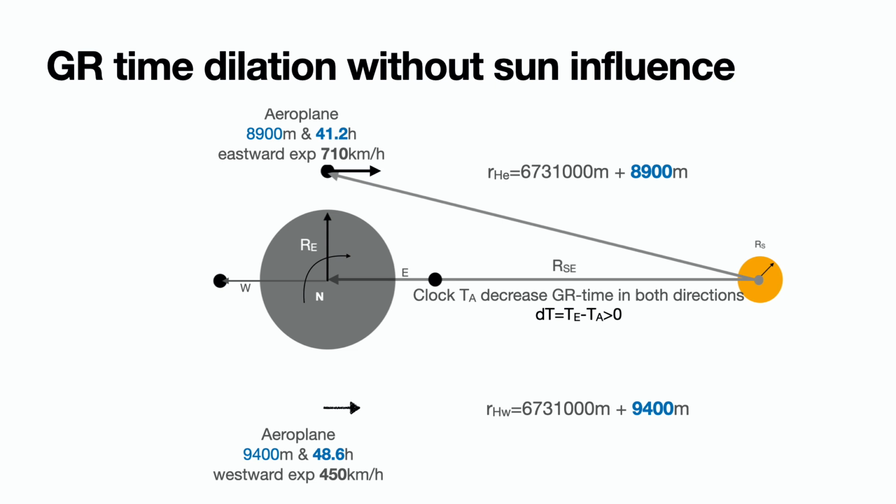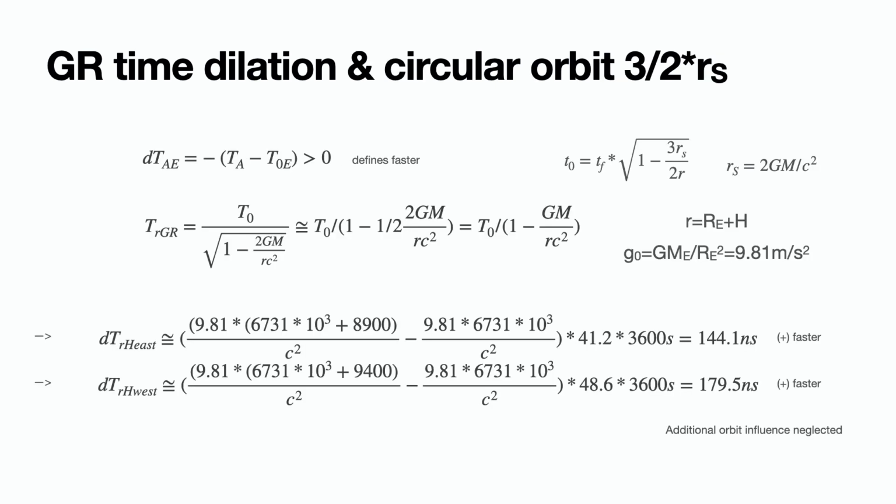The eastward flight with an altitude of 8,900 meters and the westward direction with 9,400 meters height give nearly the same time dilation. Both flights result in a faster tick-tock of the aeroplane clocks. The calculation of the general relativity time dilation from the approximation formula is again in very good agreement with the calculation from the correct formula. Insofar as both directions lead to a faster ticking aeroplane clock, both values are positive. Eastward, we have 144.1 nanoseconds and westward 179.5 nanoseconds.